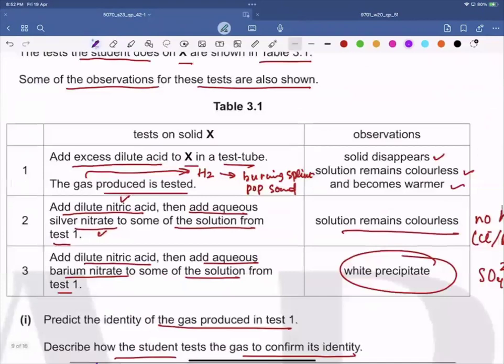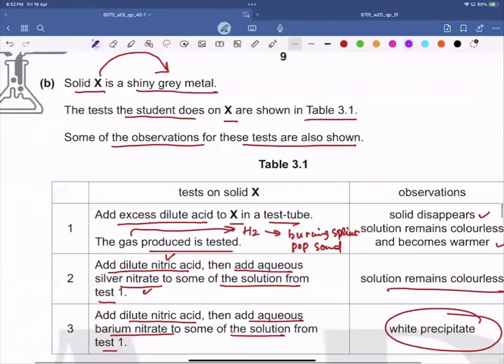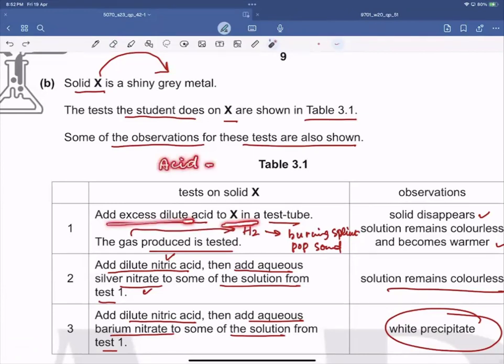That's what I tried to explain to Heather as well. What is X? X is a gray metal. X is a metal, right? And what we are doing over here is reacting X with the acid. So the reaction is between an acid and a metal. When an acid and a metal react, we know a salt is formed and hydrogen gas is liberated, isn't it? That's how we identified that the gas is hydrogen.